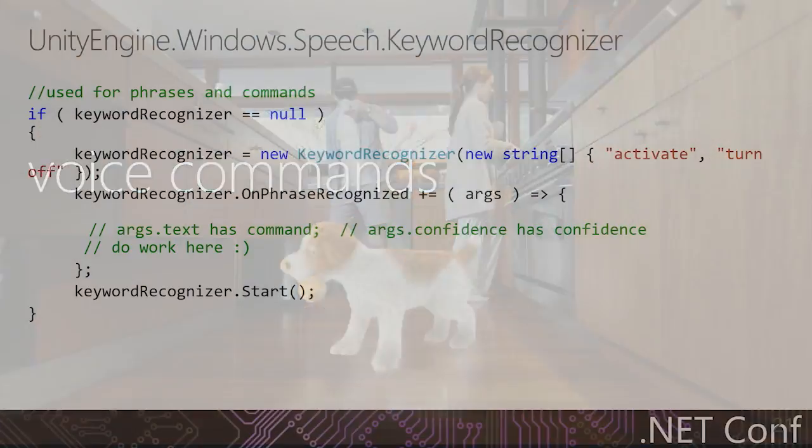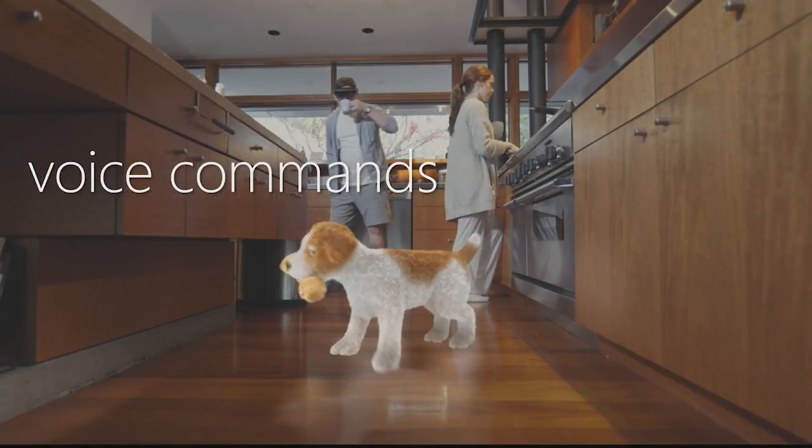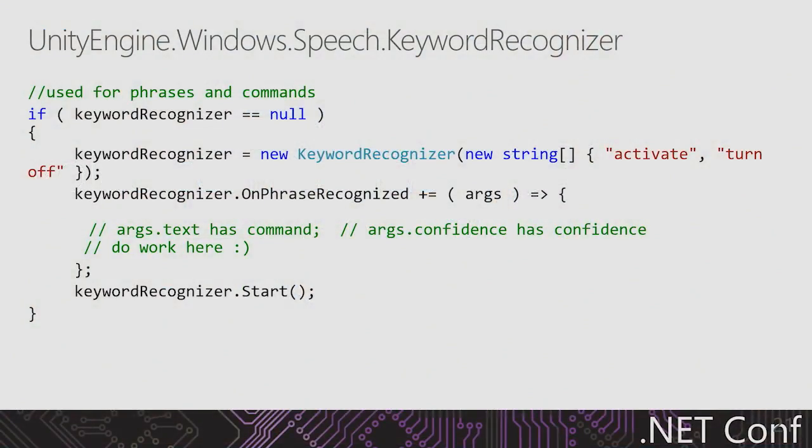Another way you can interact with mixed reality, as you saw with the Hololens demos, was through voice. For everything, you can actually just give it voice commands. The platform, if you're familiar with UWP, has speech recognizers, so you can use those. Or in the case of Unity, Unity just wraps the UWP APIs and gives you the KeywordRecognizer API, which is a simpler object model. You say, I want to create a keyword recognizer, and here are the commands I want, like activate, turn off, etc. Then you say, on phrase recognized, call me back. And there you would do the work. So if args.text was activate, then go ahead and call the activate function.